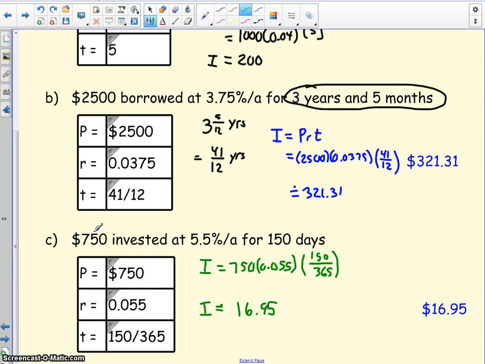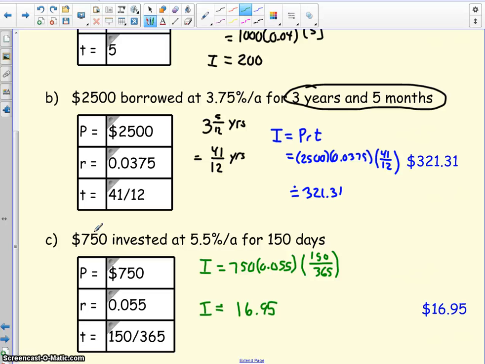Okay, so take a quick second here and check your answers. You should get about $321.31 for your interest for B. Now, in general, with money, we're going to round our final answers to 2 decimal places because it doesn't make sense to go beyond cents, because we can't really give out fractions of a penny. So 2 decimal places is fine, so that rounds to 321.31.